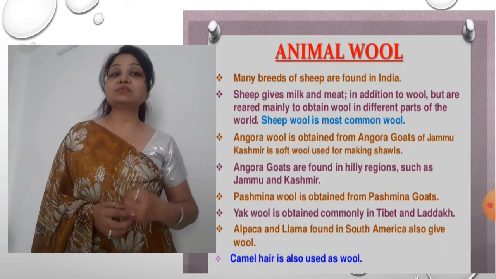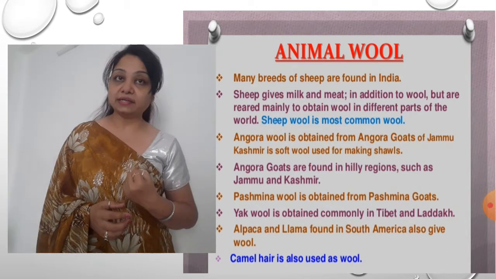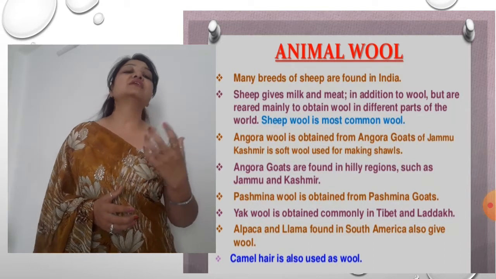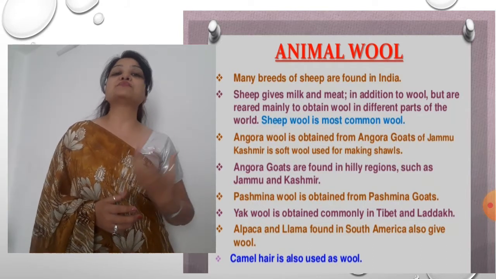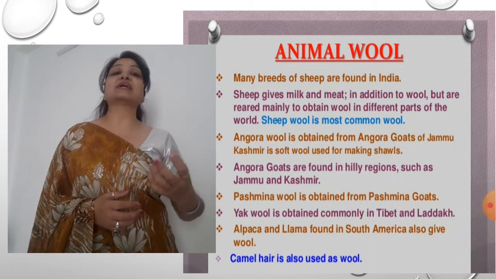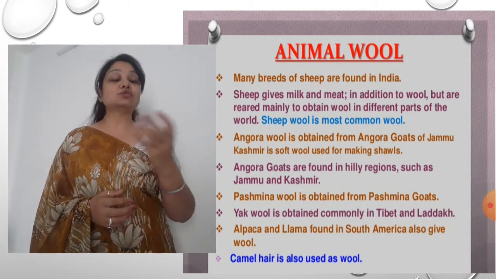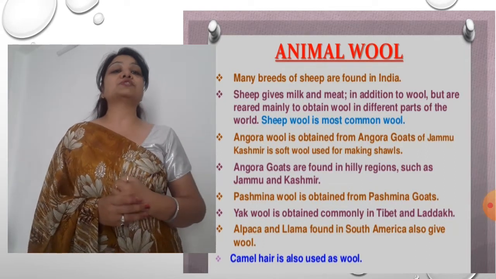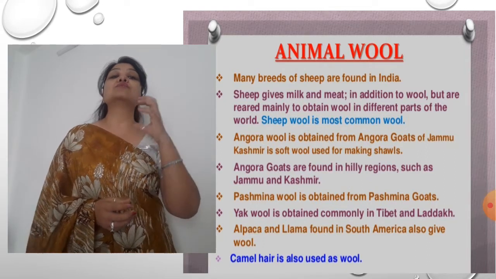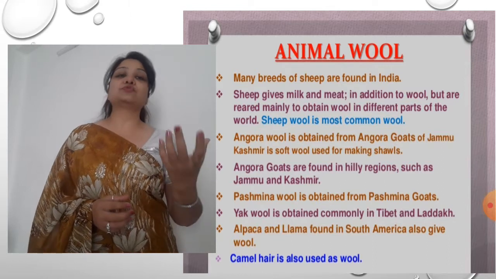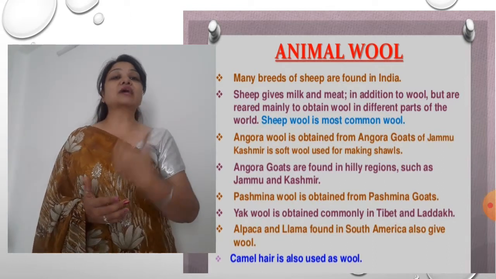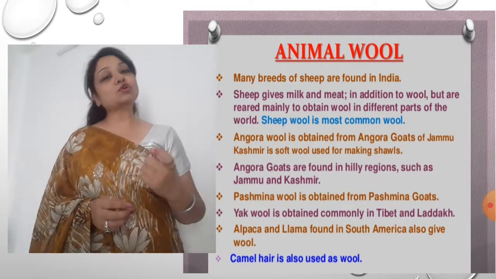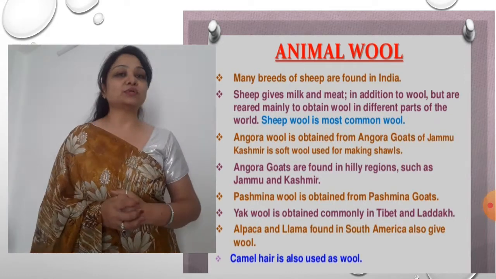Now animal wool. Many breeds of sheep are there in India. You must have seen the most common animal from where we get wool is sheep, right? It gives us milk also, it gives us meat also, in addition to wool. So meat, milk, wool, all these things, so beneficial the sheep is for us. And the most common wool is sheep wool only. Rabbits and goats are also fine, but the most common one is sheep wool.